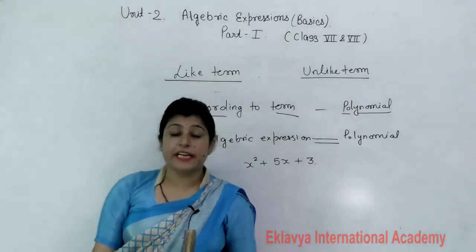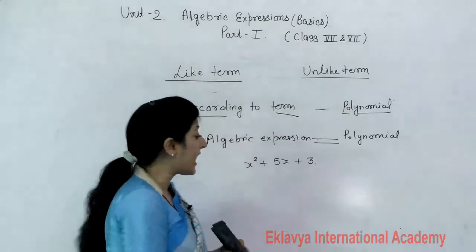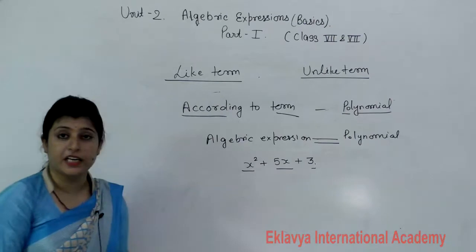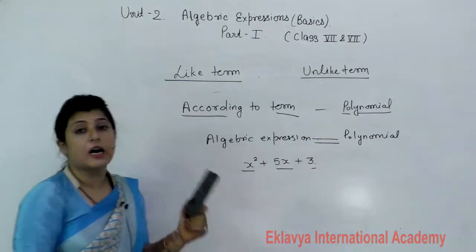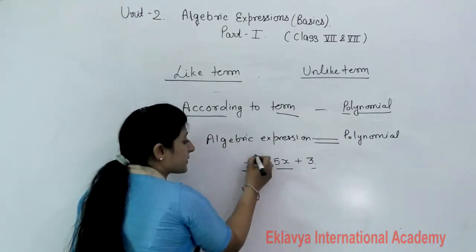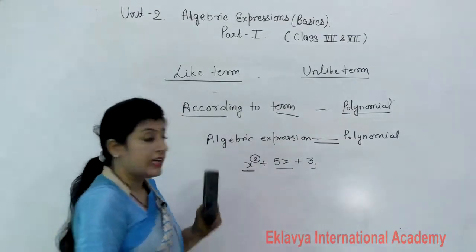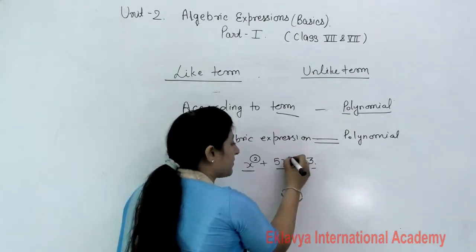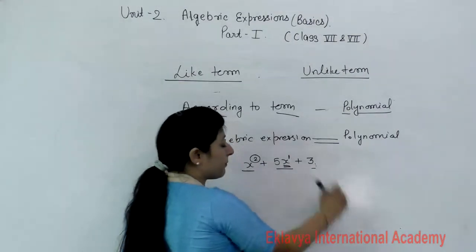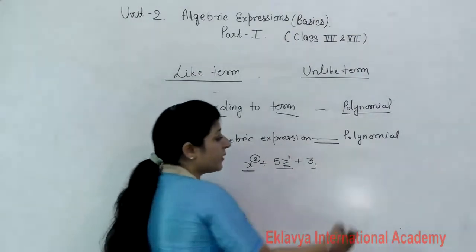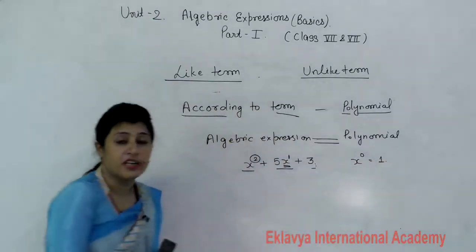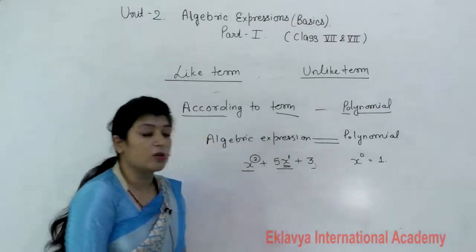This is an algebraic expression. How many terms does it have? 1, 2, 3. Three terms are here. Now see the power of the variable. Here the variable is x, power is 2. Here the variable is x, power is nothing, it means 1. Here we don't have the variable, so maybe you can say that it is power 0, because any number to the power 0 is 1, or if you don't have it, then also no problem.